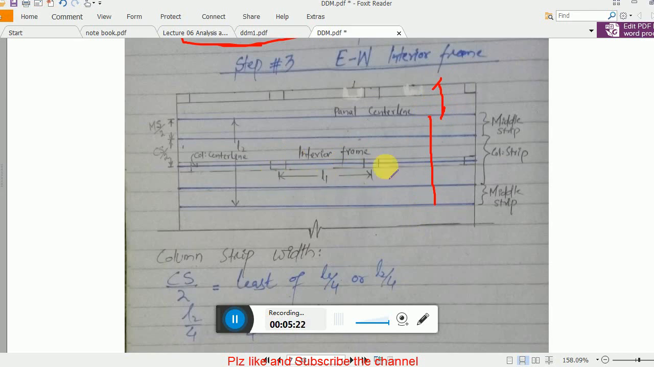L1 is center to center distance in the analysis direction. Remember, east west direction. If we start analysis in north south direction, then L1 will be different. It will be rotated. Remember. Now L2 is what? L2 is from the panel center line to the next panel center line. Remember, this is L2. And how we determine it, I already explained this in lecture 3 and 4.